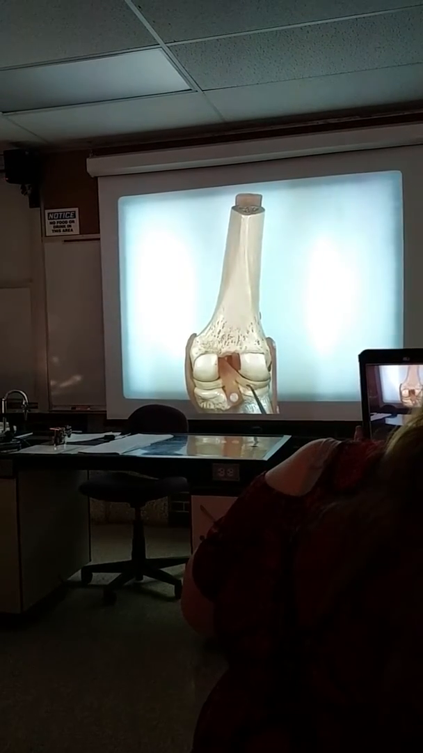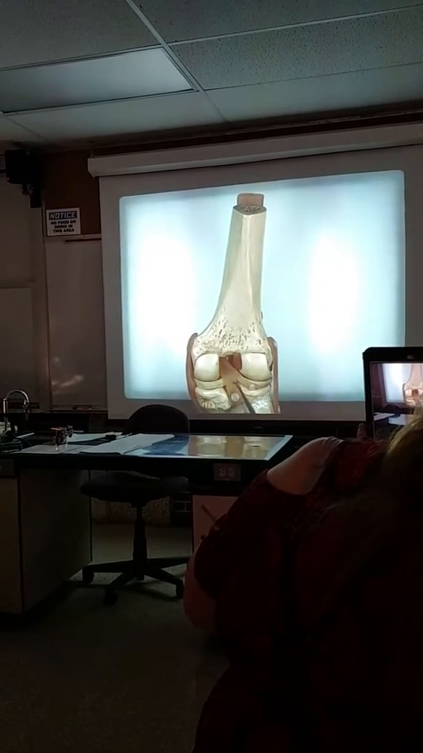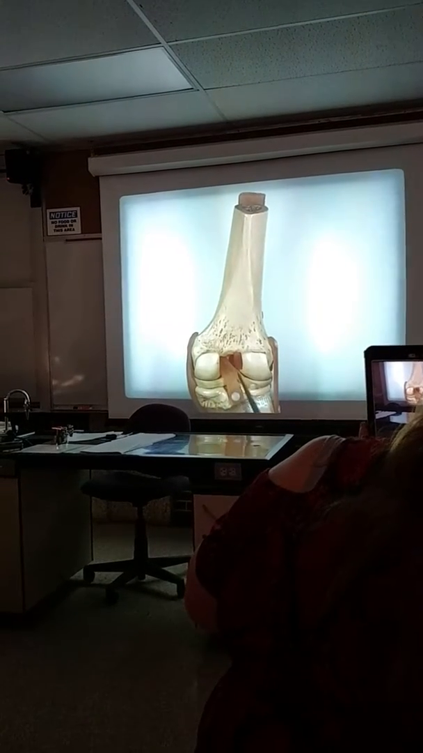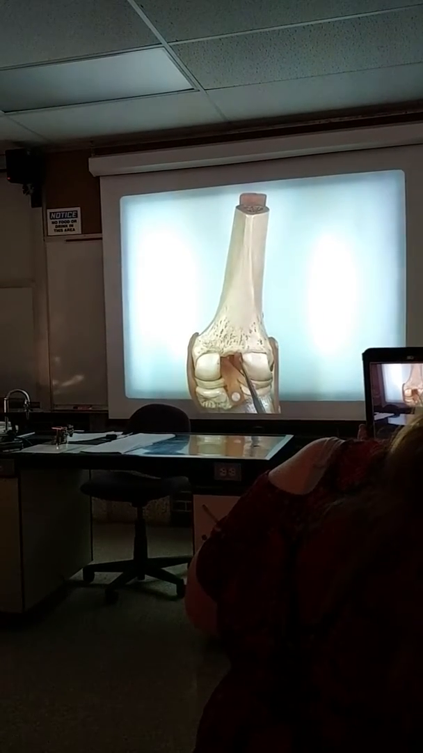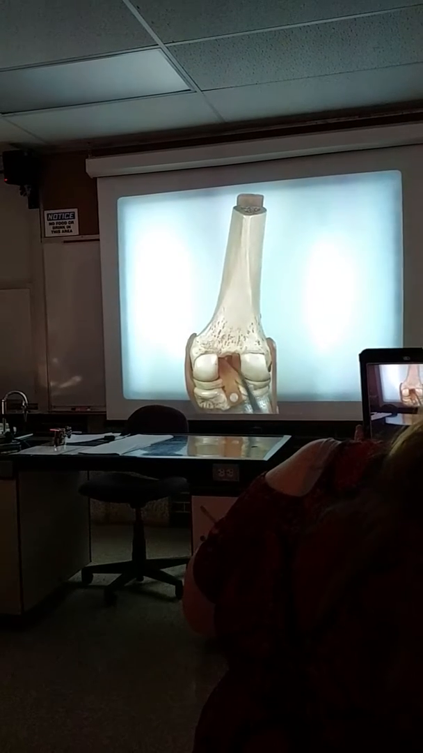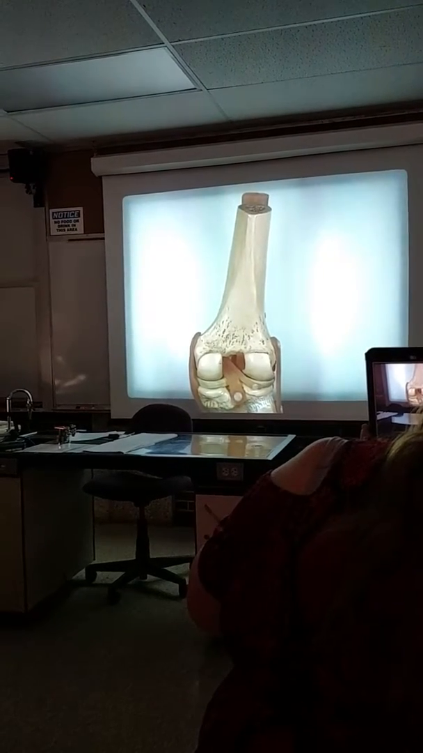This one has another name. I'll name it in a second. So that's the posterior cruciate, and that's the anterior cruciate. You're going to say, I can see the anterior cruciate from the back? Yeah, because they crisscross, they make an X.